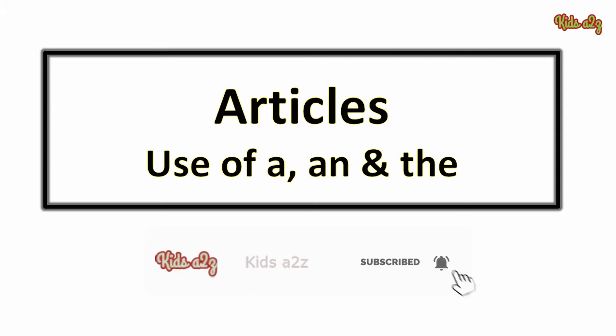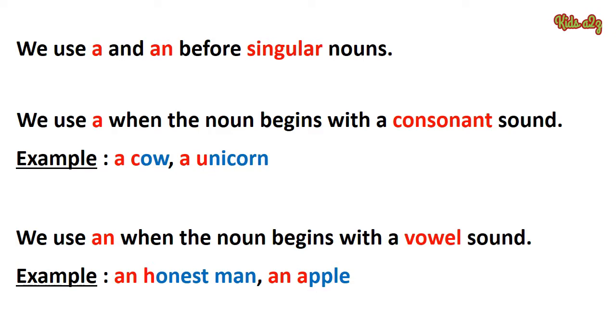Today I am going to share some English worksheets on articles. Let us discuss the uses of a, an and the in short. We use a, an and the before nouns. They are called articles. We use a and an before singular nouns. We use a when the noun begins with the consonant sound like a cow, a unicorn. Please notice the beginning sound of cow and the beginning sound of unicorn, that is consonant sound.